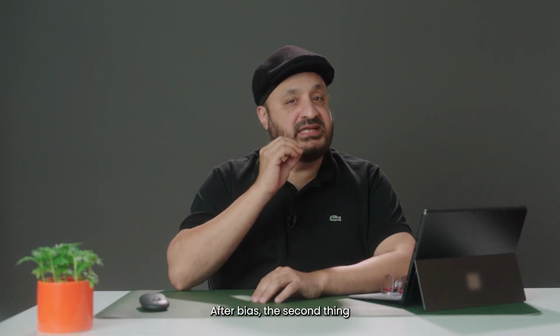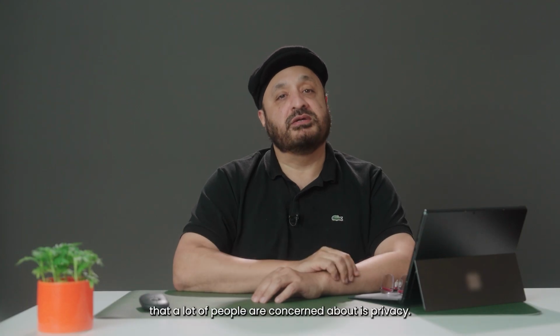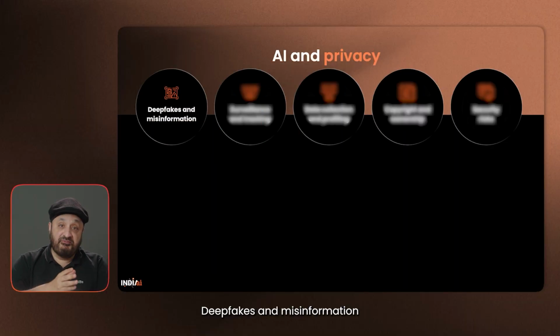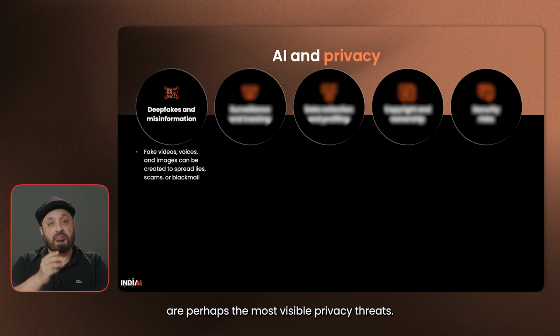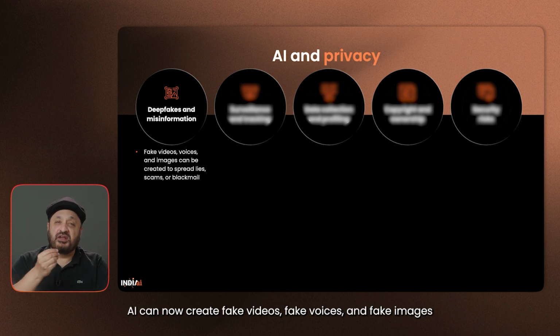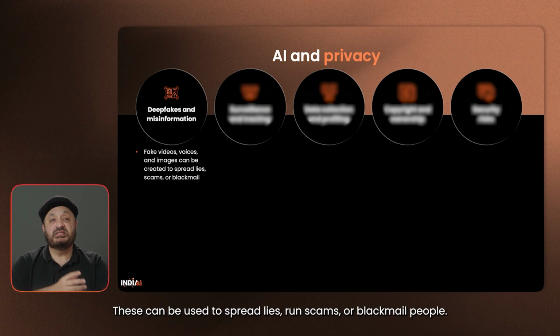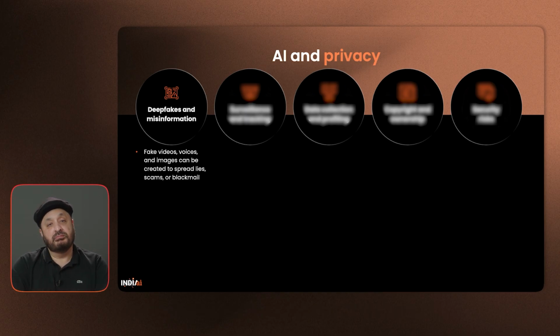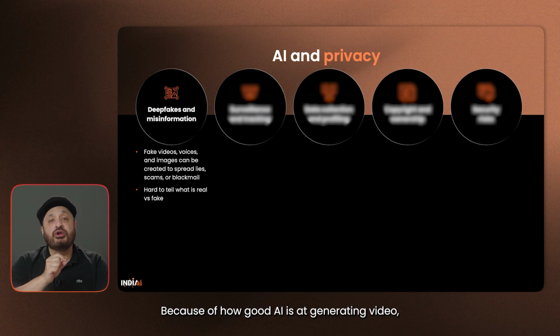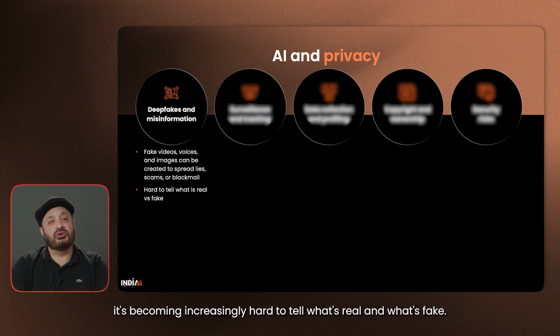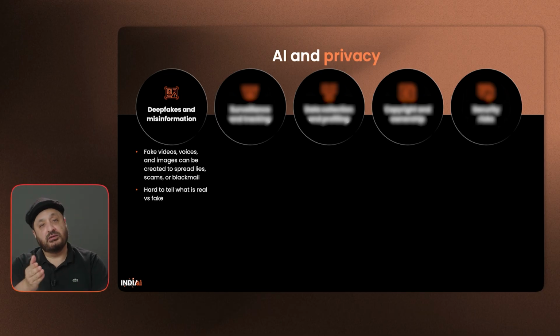After bias, the second thing that a lot of people are concerned about is privacy. Deepfakes and misinformation are perhaps the most visible privacy threat. AI can now create fake videos, fake voices, fake images that look completely real. These can be used to spread lies, run scams, or blackmail people. Because of how good AI is at generating video, it's becoming increasingly hard to tell what's real and what's fake.